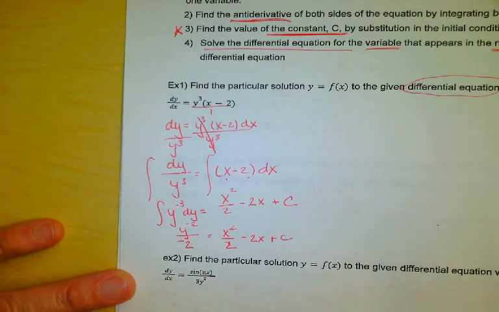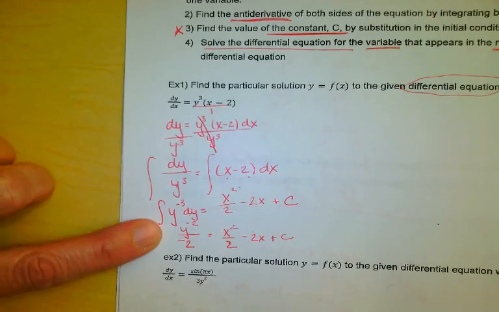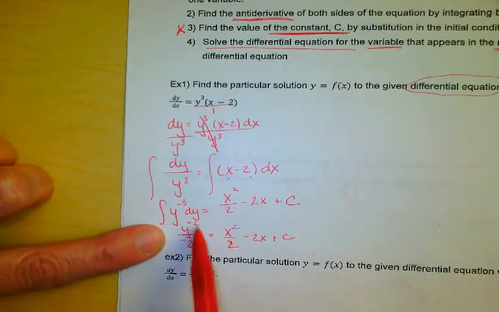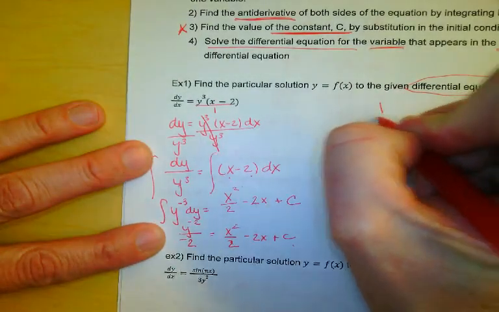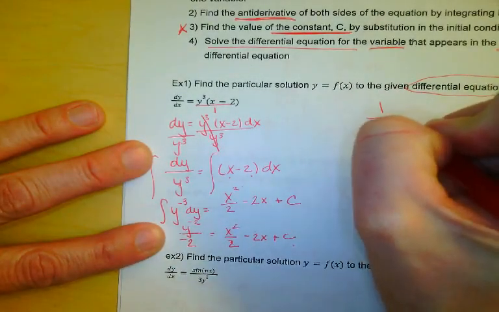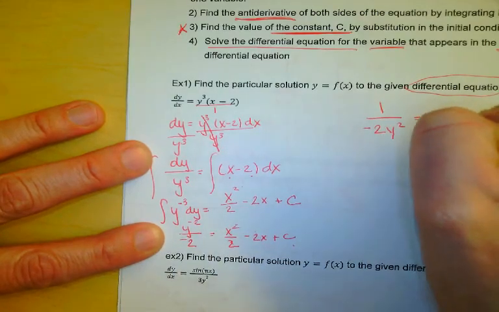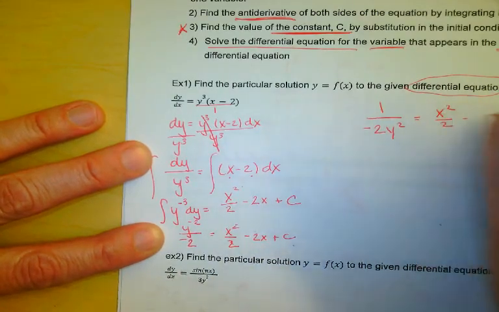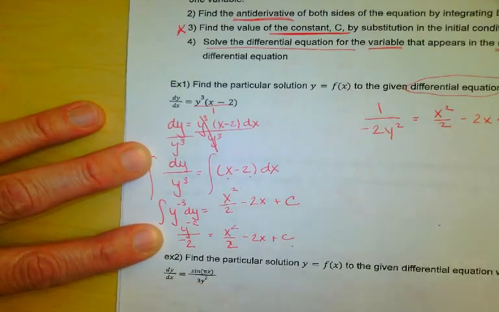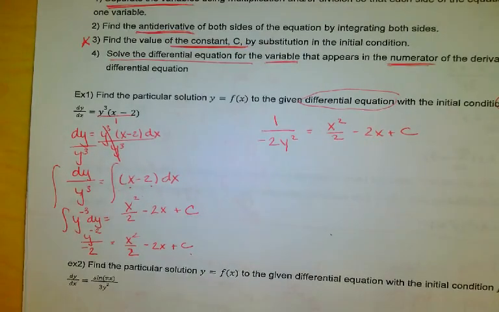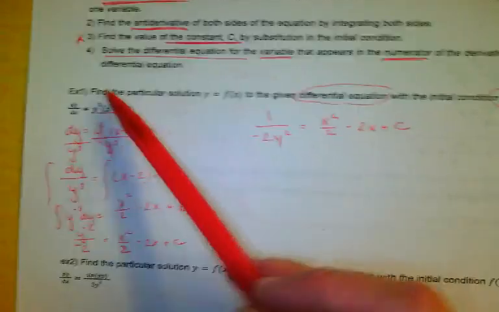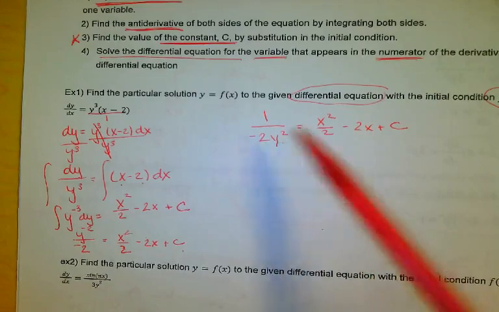Okay. And then I just personally don't like all these negative exponents. I'm going to rewrite this before I find that c value. So I'm going to call it 1 over negative 2y squared equals x squared over 2 minus 2x plus c. So again, negative exponents I usually just rewrite, and then I'll go get that value of c. So we did all of this yesterday. And now we're going to find c.